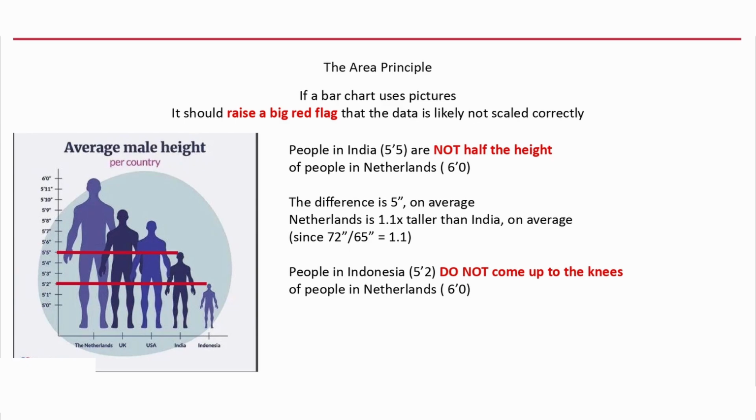If you look at the people from Indonesia, their average height is 5'2". But the picture of the little person only comes up to the knees of the people in the Netherlands, which is also not true. Their height difference on average is only 8 inches, 5'2" versus 6 foot.